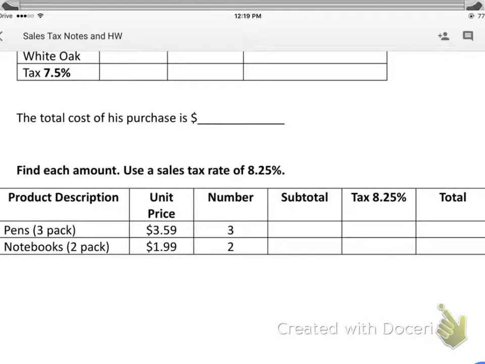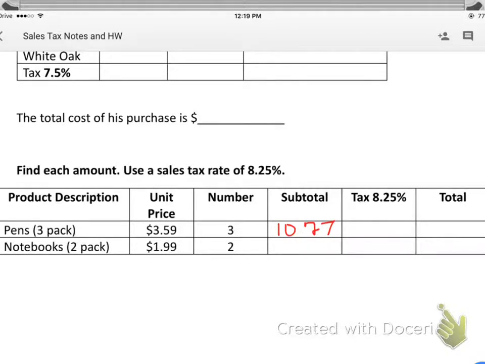So let's do a different one. Let's do the cost of school supplies. So the cost of pens, the subtotal is, so we get that by saying 3.59 times 3, which is 10.77. The tax is 8.25%.